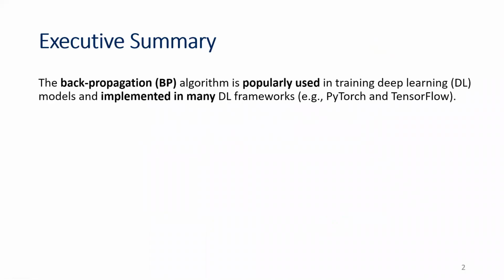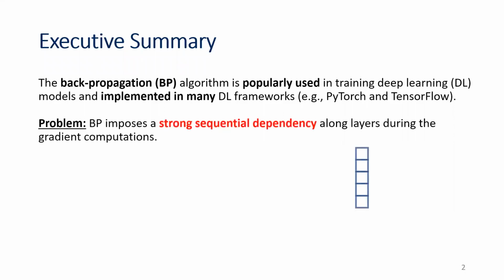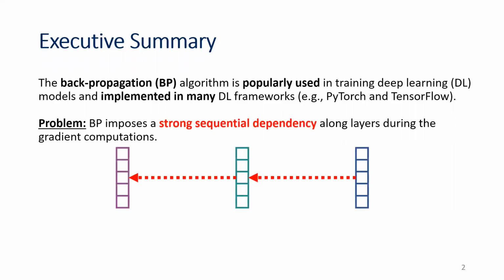To kick off the talk, let me present the high-level ideas of our work. The back-propagation algorithm, or BP in short, is a popular way to train deep learning models and was implemented in many frameworks such as PyTorch and TensorFlow. However, BP imposes a strong sequential dependency along layers when calculating the gradients, which makes it very hard to parallelize.